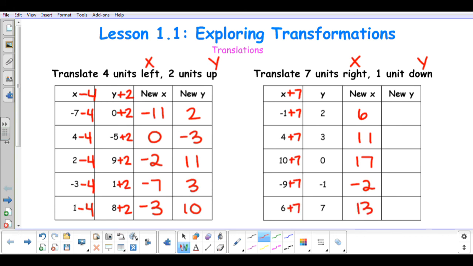So now we've moved the point to the right, so now we have to go down. When I go down, I'm going to be subtracting that 1 unit. So 2 minus 1 is 1, 3 minus 1 is 2, 0 minus 1 is negative 1, negative 1 minus 1 is negative 2, and 7 minus 1 is 6.